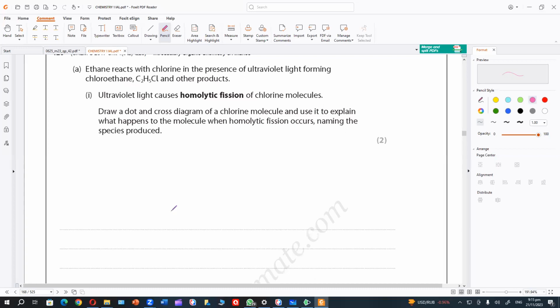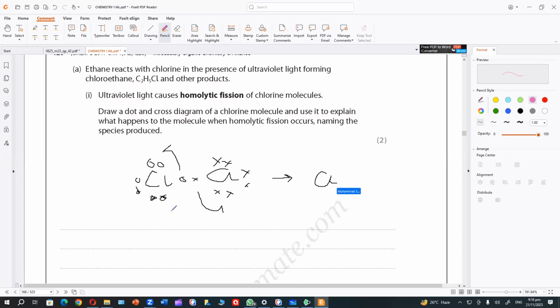Okay, I'll try drawing this one. There's the dots and crosses, and then a half curly arrow, and then another half curly arrow.